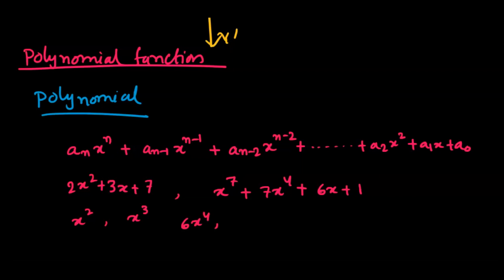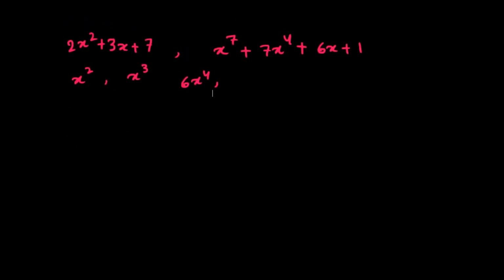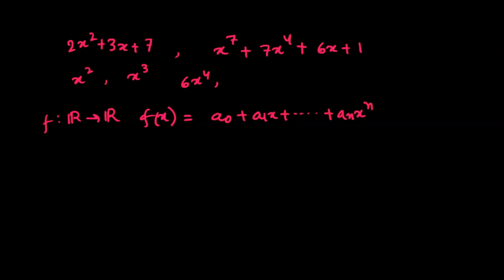So what is a polynomial function? When we define a function f from R to R as f(x) equal to some polynomial, suppose a_0 + a_1 x + ... + a_n x^n for all x belonging to R, so when a function is defined by a polynomial, then it is called a polynomial function.